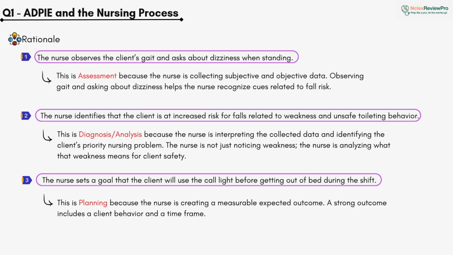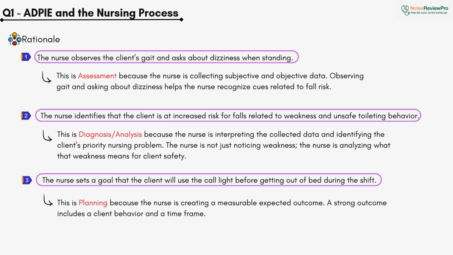Number 2 says the nurse identifies that the client is at increased risk for falls related to weakness and unsafe toileting behavior. This is diagnosis or analysis. The nurse is interpreting the data. The nurse is taking the cues and deciding what they mean. Weakness, unsteady gait, and reluctance to call for help all point toward increased fall risk.